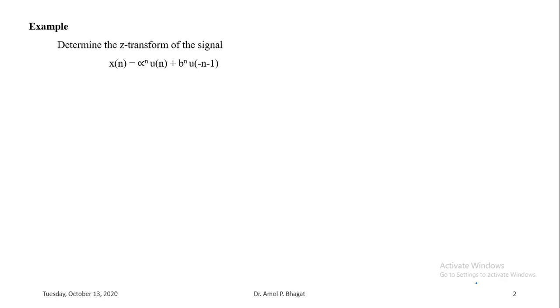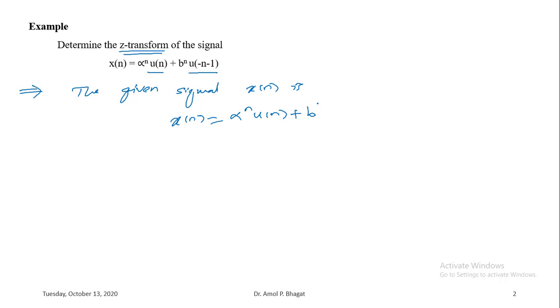So here is the example. Again, here you have to identify or determine the Z transform. The given discrete time signal x of n is equal to alpha to the power n u of n plus b to the power n u of minus n minus 1. So there are two parts in this given discrete time signal.